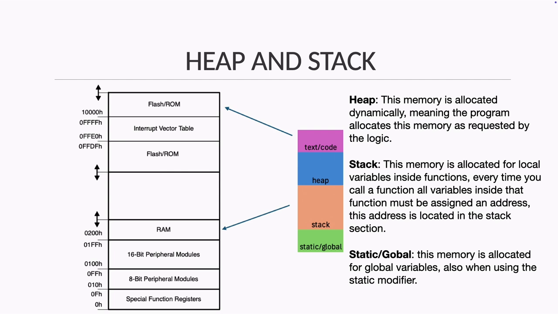Stack. This memory is allocated for local variables inside functions. Every time you call a function, all variables inside that function must be assigned an address. This address is located in the stack section. Static or global. This memory is allocated for global variables, also when using the static modifier.